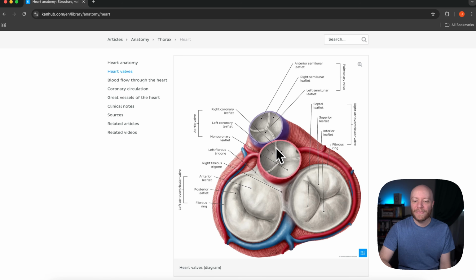But then if we look at these other valves here, this one is the aortic valve, and this is the pulmonary valve. The aortic valve is going to be at the base of the aorta. So where the left ventricle turns into the ascending aorta, we have this little valve here. And you can also see, which is really cool, the coronary arteries splitting off of it.